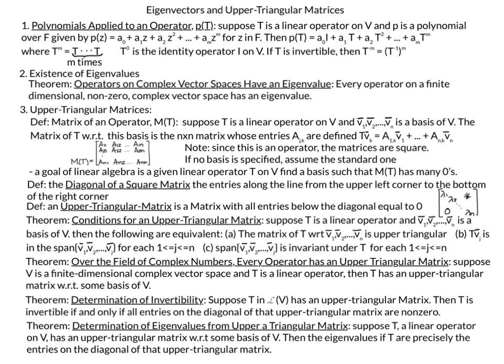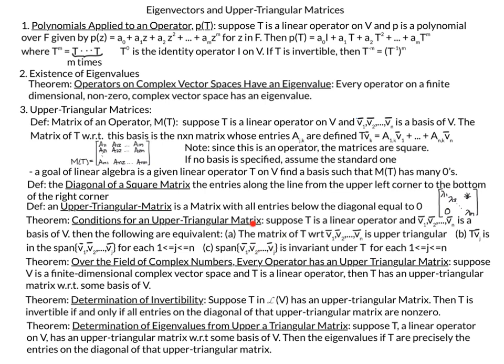Then we have this useful theorem about when we can expect to find an upper triangular matrix. Suppose T is a linear operator on V and V1, V2 up to Vn is a basis of V. Then the following are equivalent. 1, the matrix of T with respect to our basis is upper triangular. 2, T of Vj is in the span of the first j vectors. And 3, the span of the first j vectors is invariant under T.